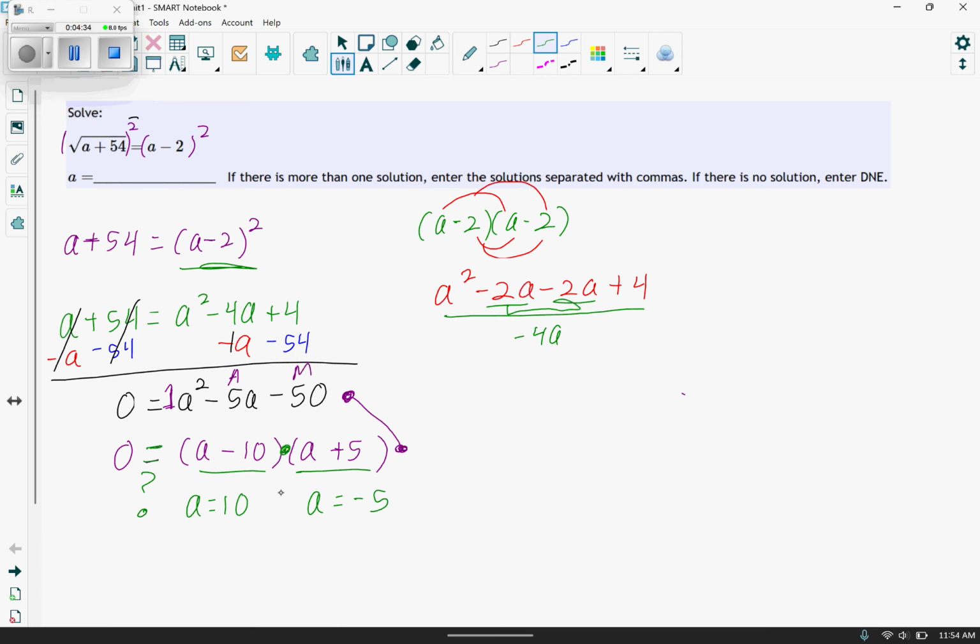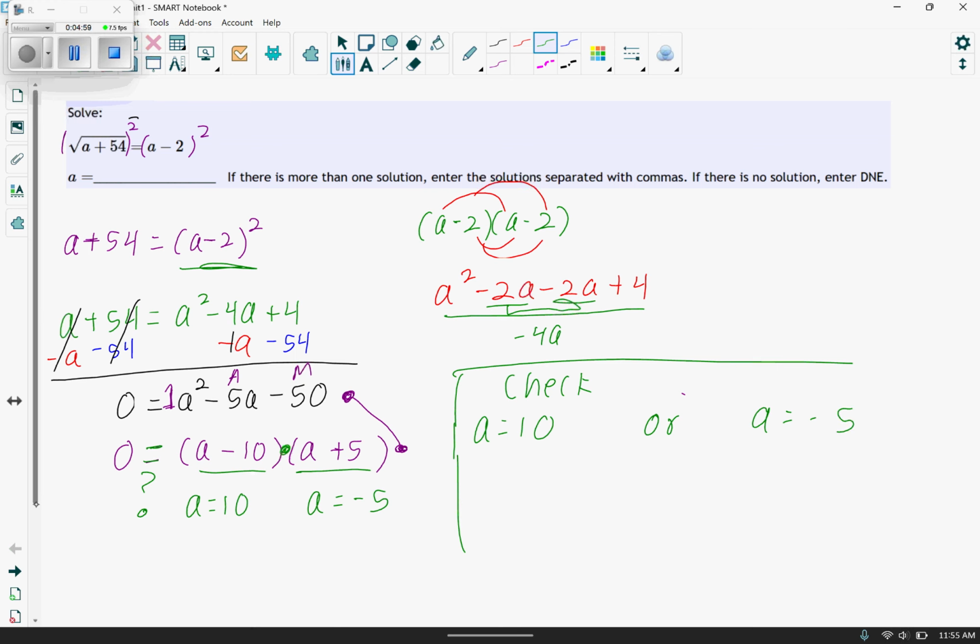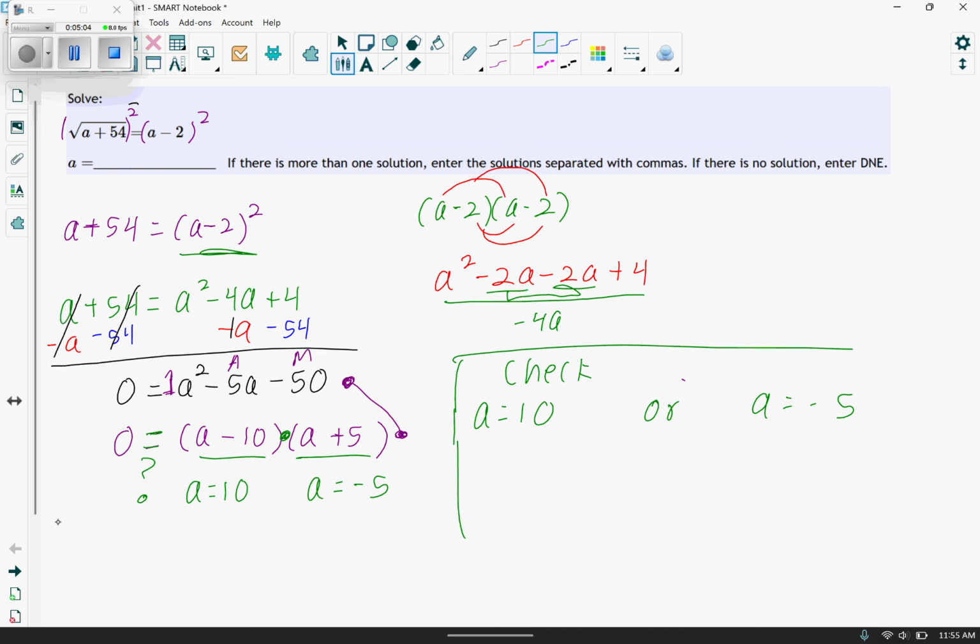Now, we have to be a little careful here, though, because we did kind of manipulate this equation. And whenever you do that, sometimes there's unintended consequences. So what we have to do is we have to check it. We need to check when a equals 10, or maybe a equals negative 5 and it works. Or maybe they both work, or maybe they both don't work. Typically, one is going to work and one doesn't work, but there are cases when they can both work or they both don't work. So let's go ahead and try the first one.